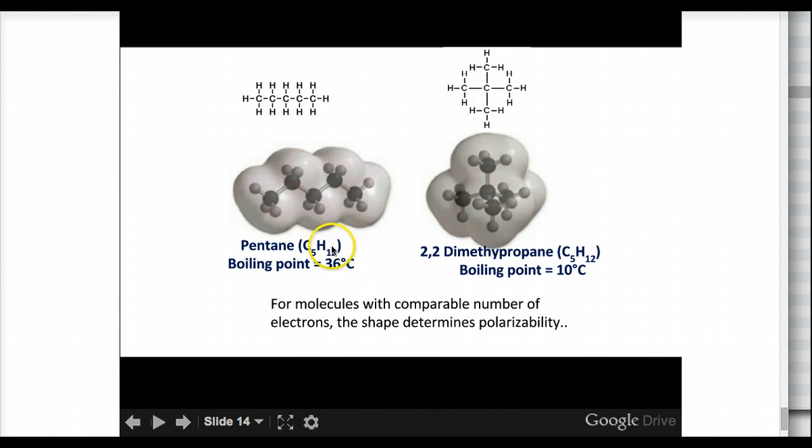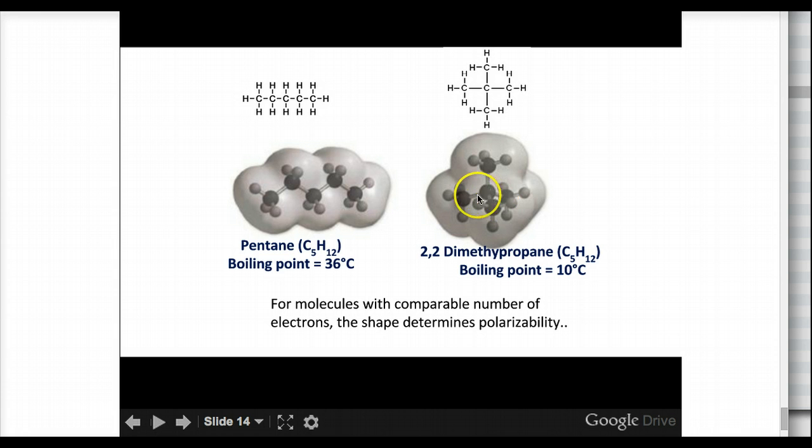Okay, so now we're going to look at some other shapes. Here I have pentane, with my 5, and now I have an isopentane. This also has 1, 2, 3, 4, 5 carbons, but it's got a different structure. It's called a structural isomer that we'll talk about in organic chemistry. But in this case, this structure, being in a more circular pattern, is not as polarizable as this structure here. So the boiling point of pentane is higher, even though these have the exact same number of carbon and hydrogen and the exact same number of electrons. The boiling point is much higher for the pentane because the electrons are able to move more. Because of the shape, it's more polarizable.